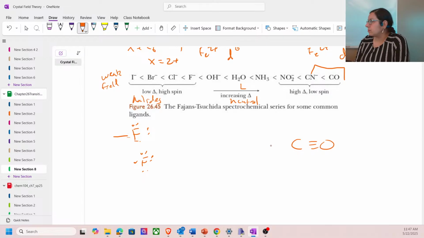Wouldn't that form a double bond? No. I just thought nitrogen was the only one that formed triple bonds. No, CO is a triple bond, remember? So that is its Lewis dot structure.